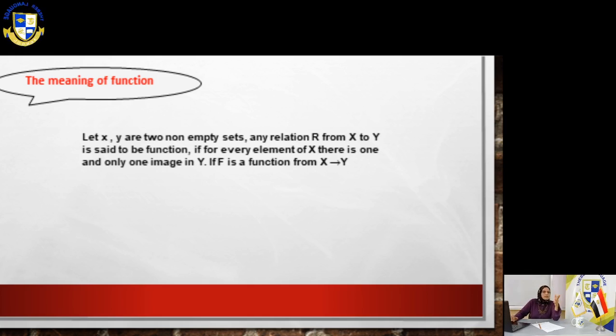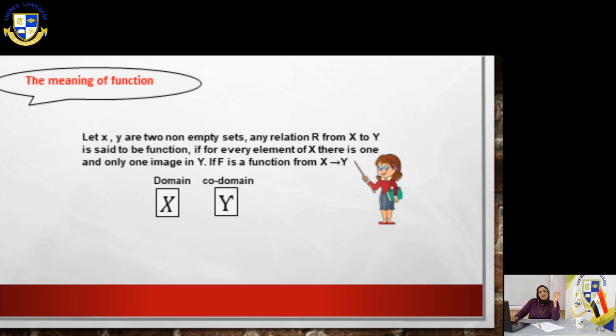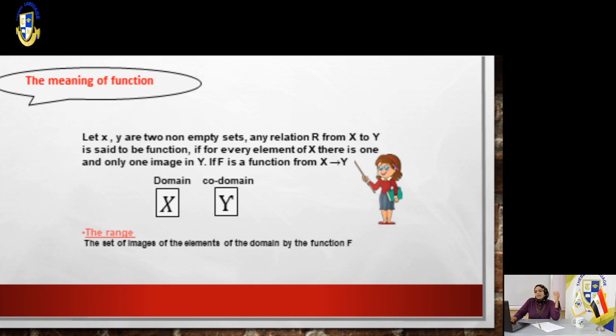We have two sets, X and Y. The first set is called the domain, and the second set is called the codomain. Also, we have another definition, which is the range. What is the range? The range is the set of images of all elements of the domain by the function f. Range means the images of the set. So we can say the range is a subset of the codomain.